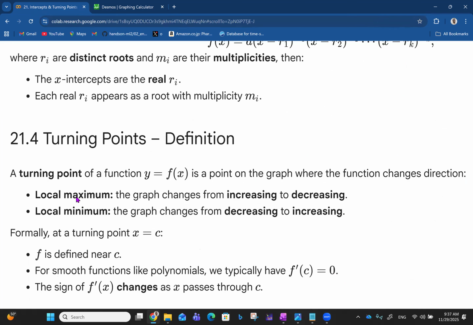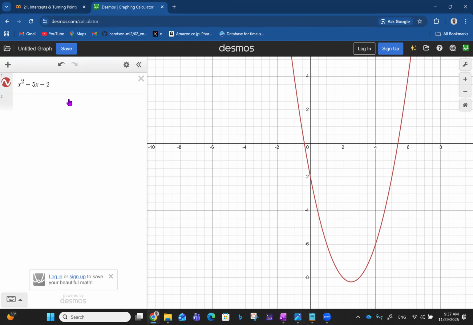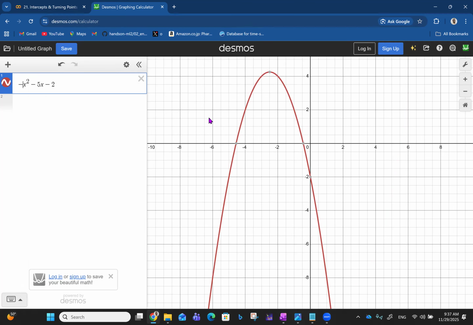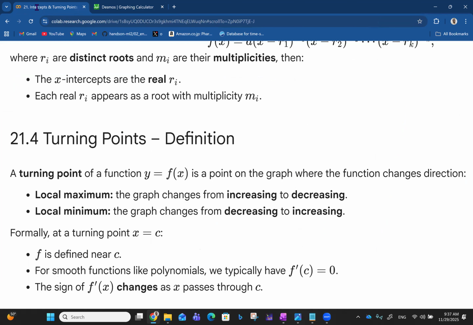So for the local minimum, the graph changes from decreasing to increasing. Now, there's a very simple trick, from previous examples, that you can use here to change it to something that has a local maximum. This is a local minimum right now, right? But if I just change the leading coefficient to negative, this automatically flips over, and then it has a maximum point where it now changes from increasing to decreasing.